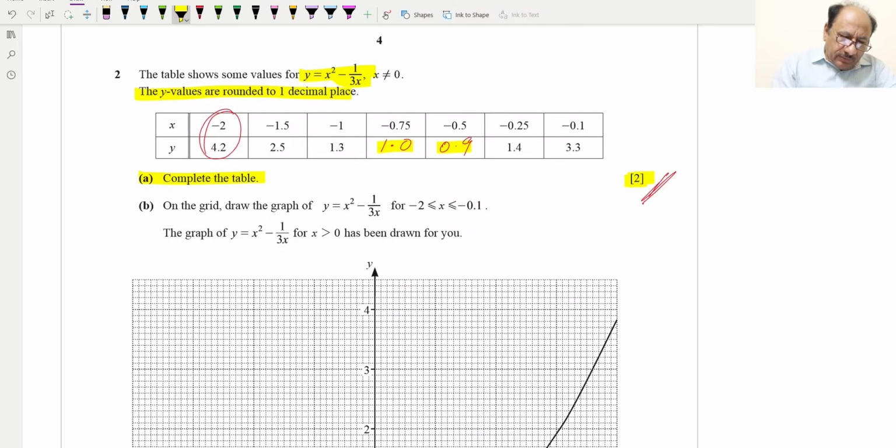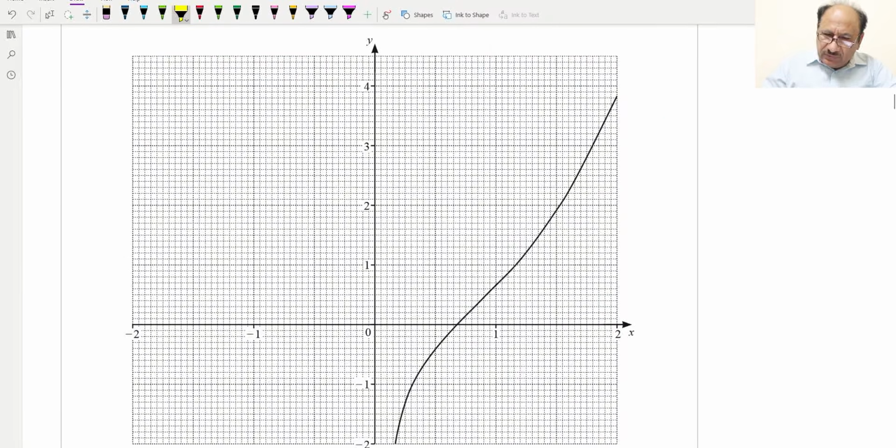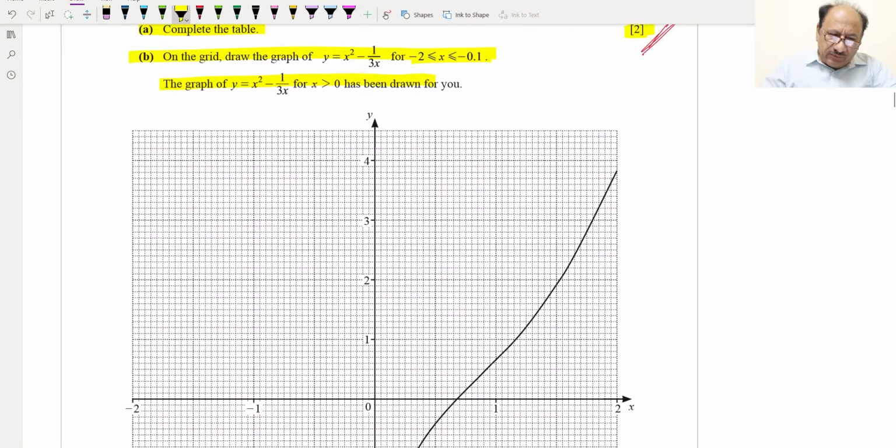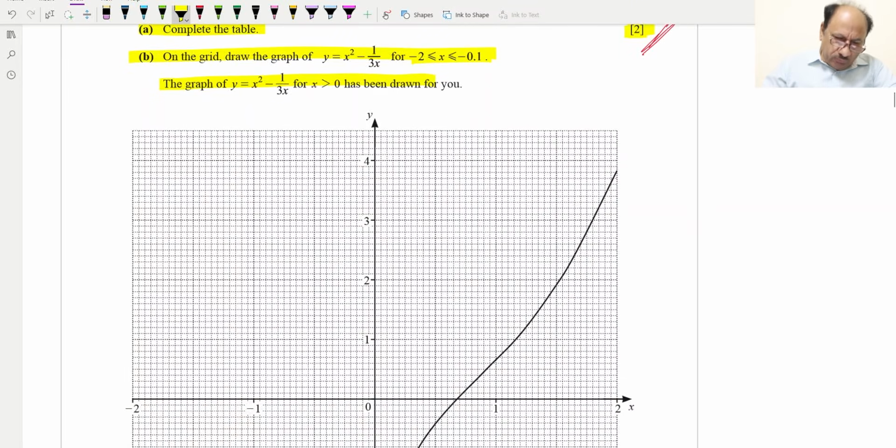Now part B says on the grid draw, from -2 to this one, the graph of x squared plus 1 over 3x for x less than 0. So the positive side they have already drawn, which is this graph that is already there. We have to draw basically the negative side. So from the table of values we take -2 and 4.2. -2 is this one, and 4.2 will be this mark.